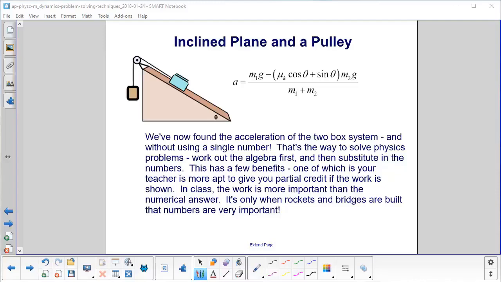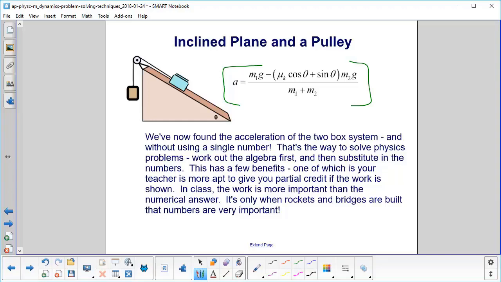We have now found the acceleration of the two-block system without using a single number, right? All letters up here. That's the way to solve physics problems. Work out the algebra first and then substitute in the numbers if you were given any numbers. A lot of times the AP C questions don't give you numbers, they just want to see the algebra.